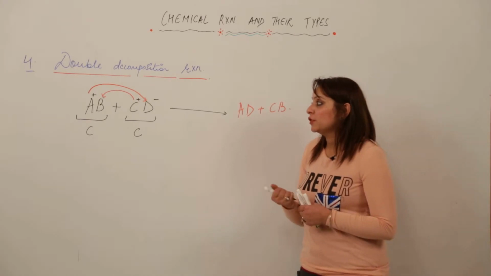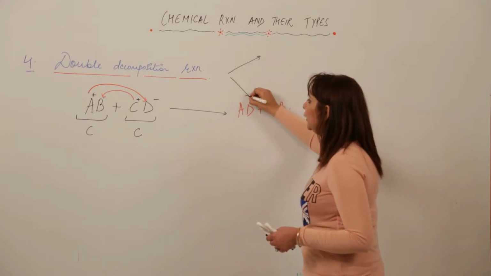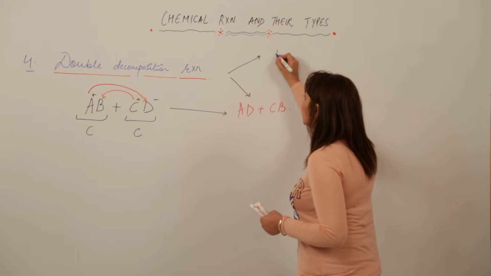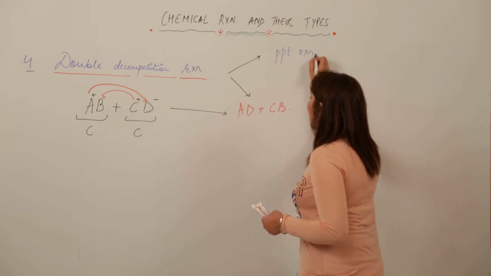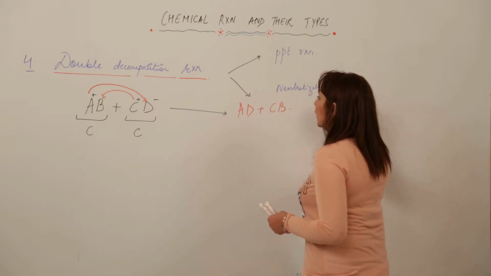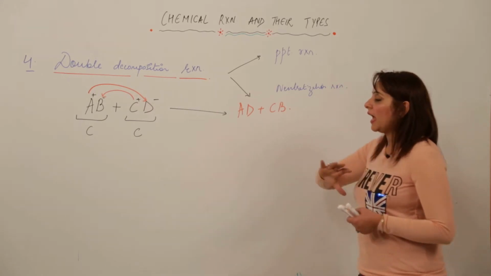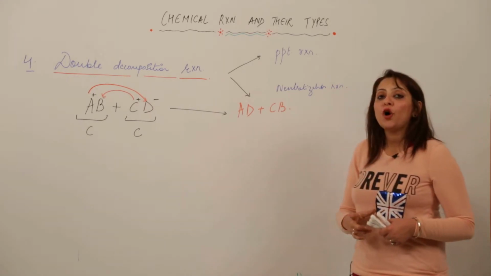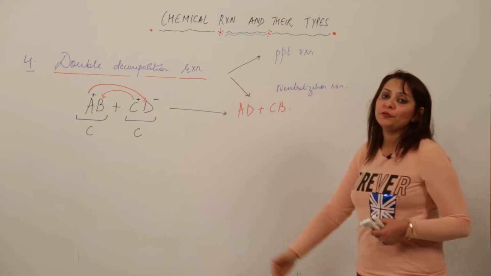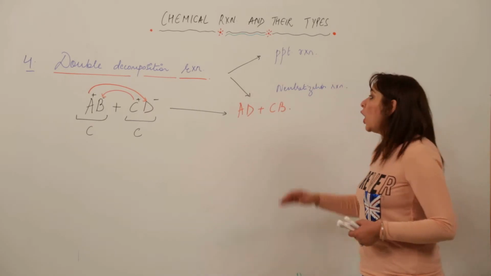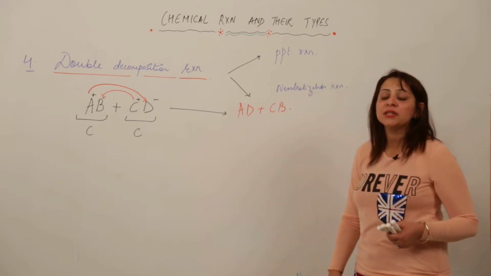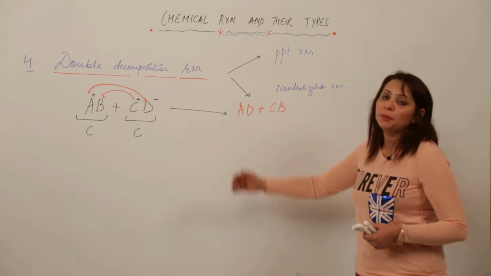Now the double decomposition reaction can yield two kinds of products. That means it can be classified into two subcategories. One is the precipitation reaction and the other is the neutralization reaction, right? As a result, the double decomposition reaction will lead either to the formation of a precipitate, that is an insoluble substance, or to the formation of a neutral substance. So the precipitation reaction and the neutralization reaction both form subcategories of the double decomposition reaction.